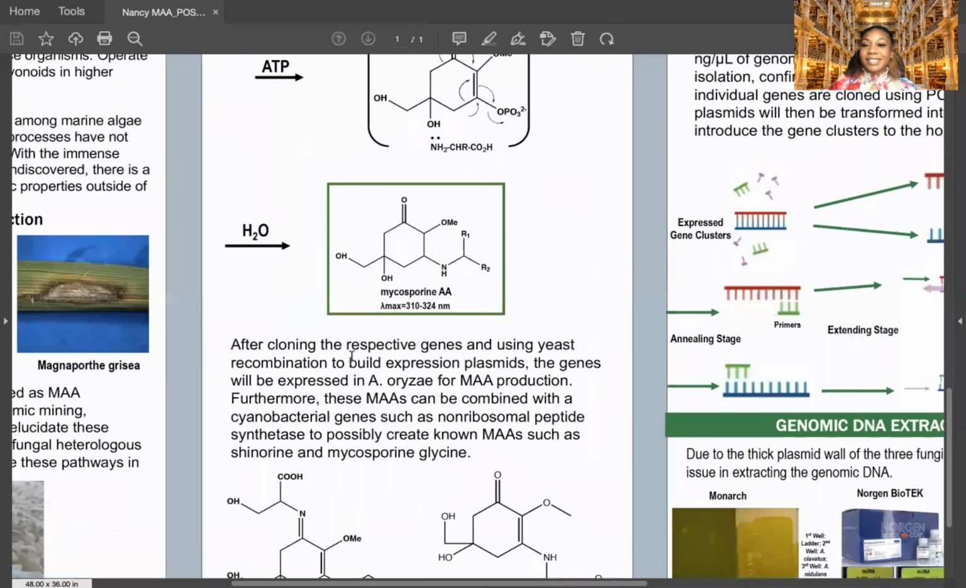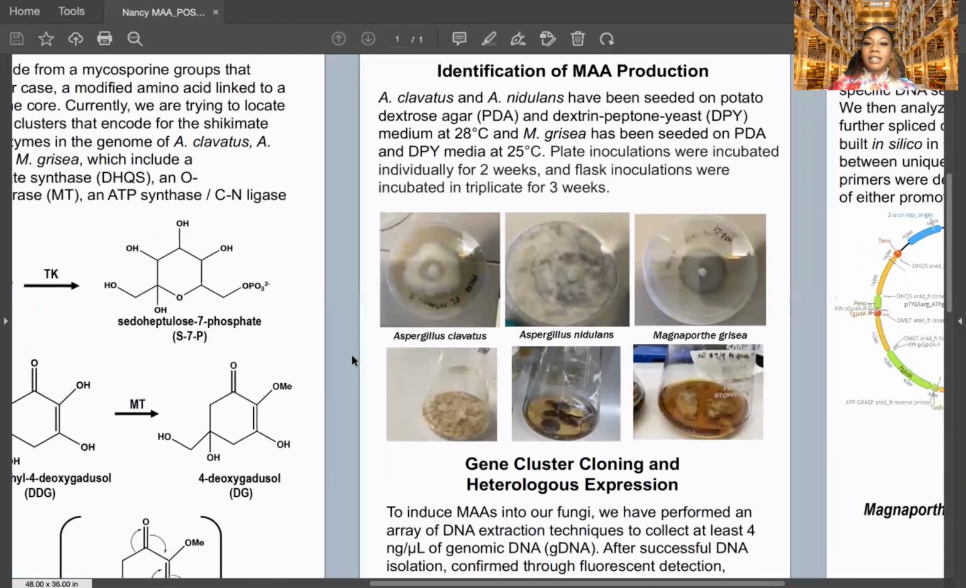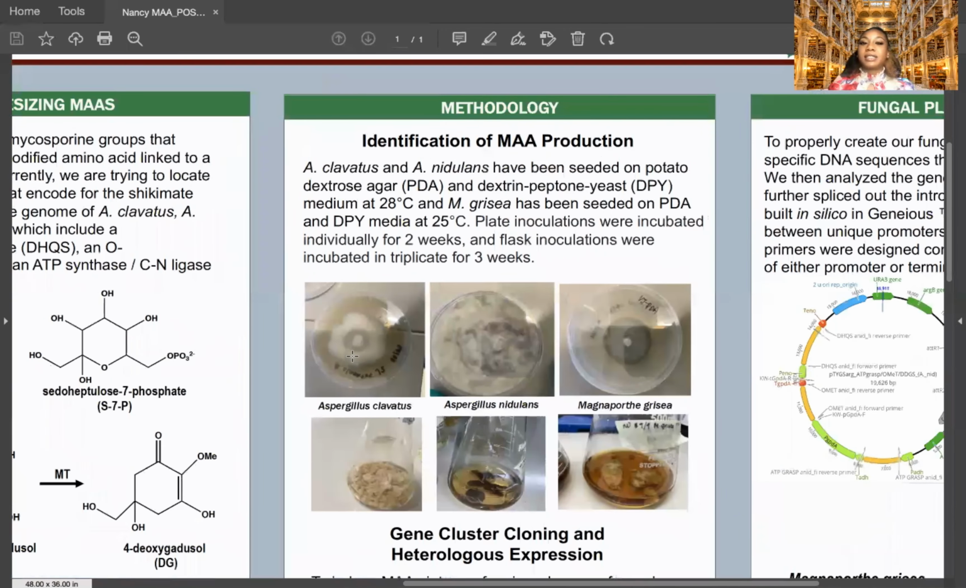To actually induce this in our fungi, we seeded Aspergillus clavatus and Aspergillus nidulans on PDA at 28 degrees Celsius and Macrophomina grizzliae on PDA as well at 25 degrees Celsius. We had initially seeded these fungi on DPY, but we found that there was so-so growth with our fungi, and so we ended up switching to the richer medium. Our plate inoculations were incubated individually for 2 weeks, and our liquid inoculations were incubated in triplicate with 3 milliliters of media per fungus for 3 weeks as well.